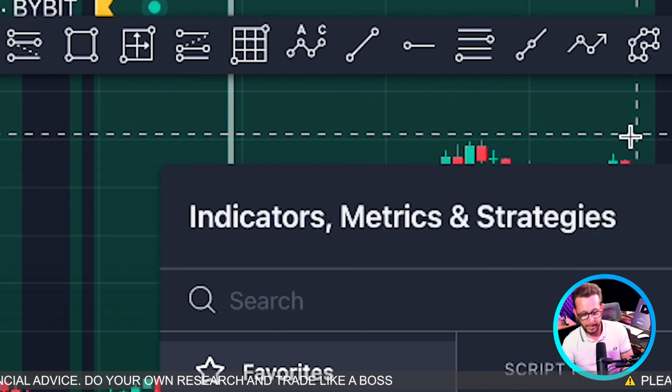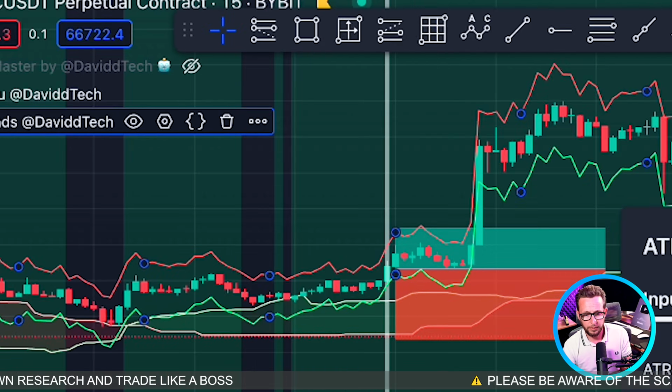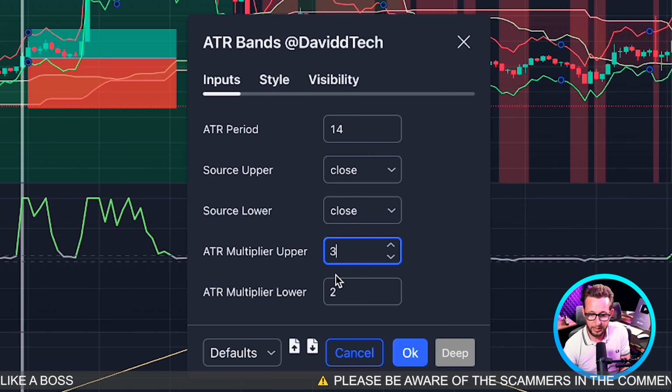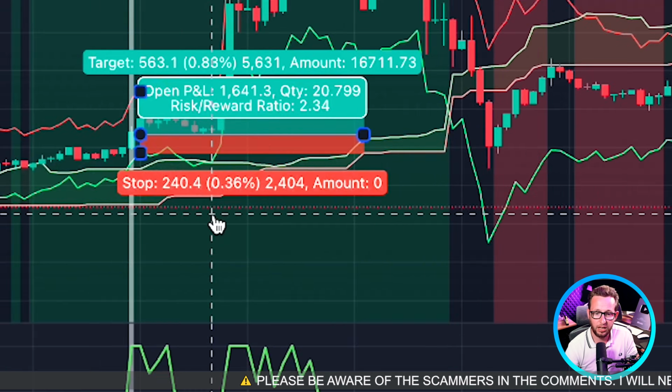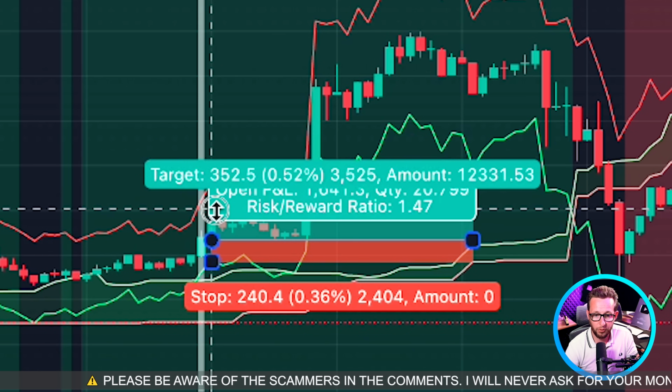Now we're going to add the ATR bands by DavidTech just here. We're going to press the cog here. We're going to set the upper multiplier and the lower multiplier to 3. And we're going to set our stop loss to our ATR bands. We're going to look for a risk to reward of 1.5.